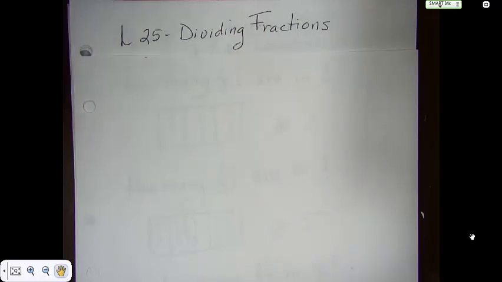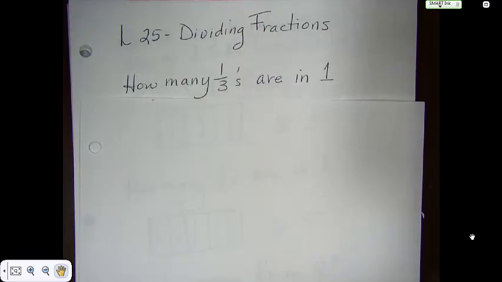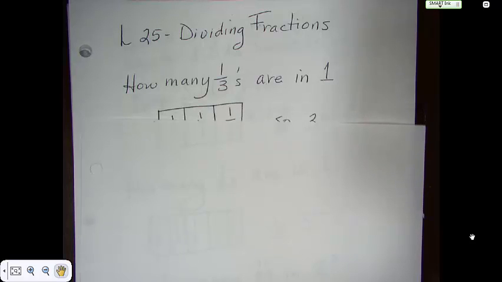We're going to talk about dividing fractions today. This is lesson 25. To start out with, we've had questions like this in our homework. How many 1/3 are in 1? Well, I've always just told you it's just the reciprocal. Think of that. But this actually proves it.